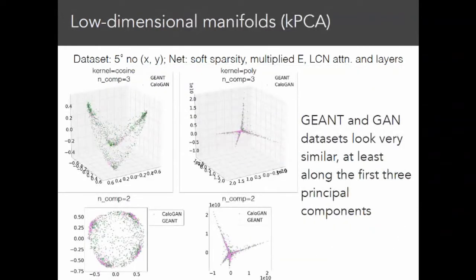For the sake of time, I'm going to skip over this, but essentially what we're doing is we can project our distributions onto a low-dimensional manifold and make sure that we don't see any clusters of GAN versus GEANT, which is kind of our ground truth here. We don't see any clusters, which is a good sign.